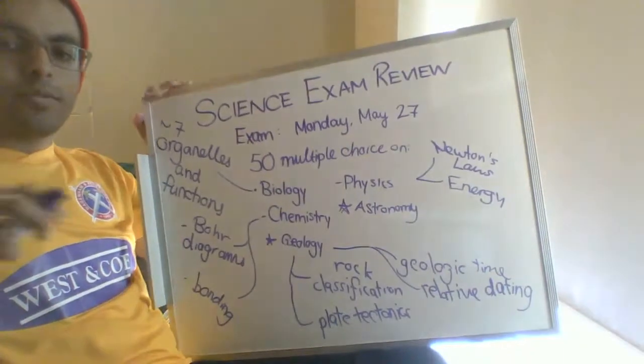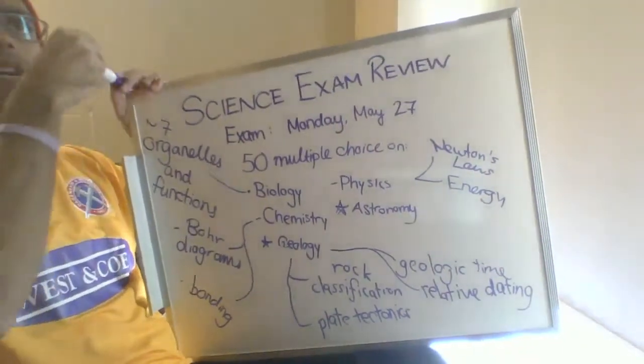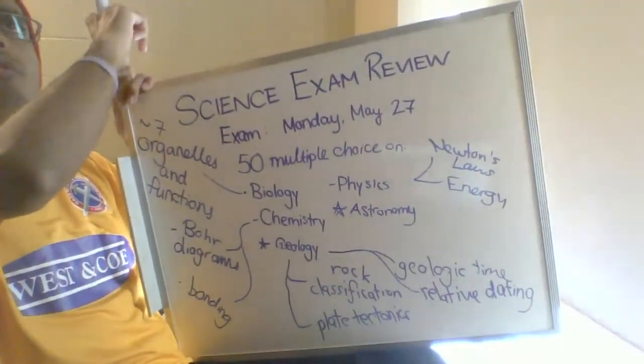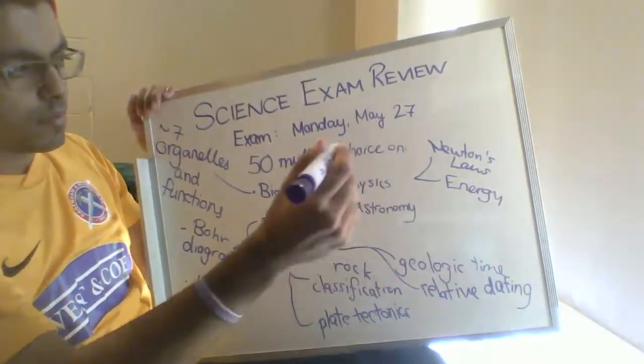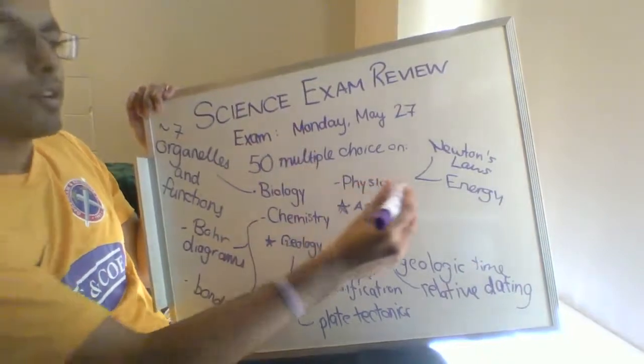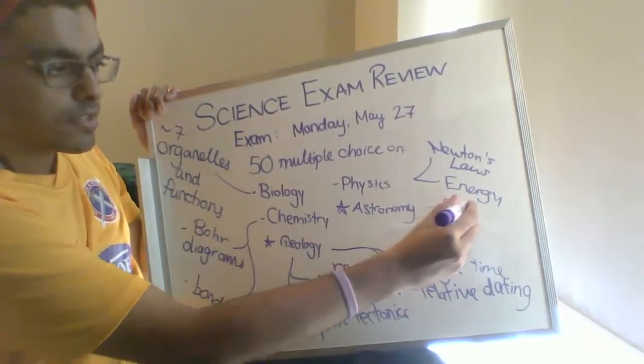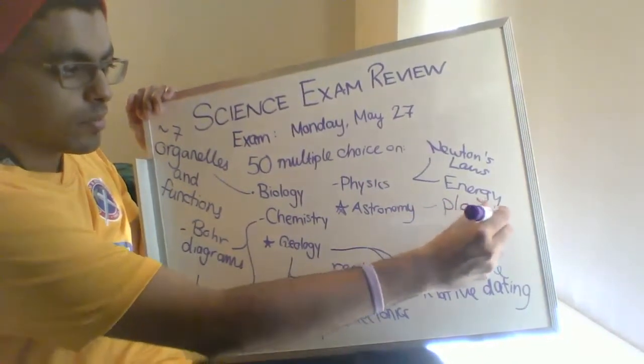And then the last thing we talked about was astronomy. There are 4 things that I listed in your breakdown that you should know for astronomy. I'm sort of running out of room, but I'm good for now. So the first thing is facts about the planets.